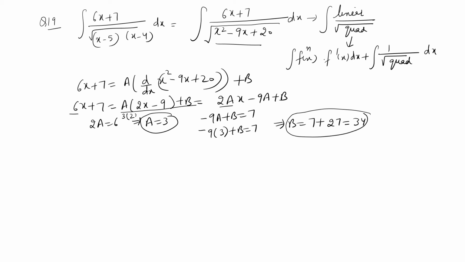Okay, so just for checking purposes, whether my splitting is okay or not, I can put a as 3: 2x minus 9 plus 34. Just open it. It is 6x minus 27 plus 34, that is again 6x plus 7. So my splitting is okay.